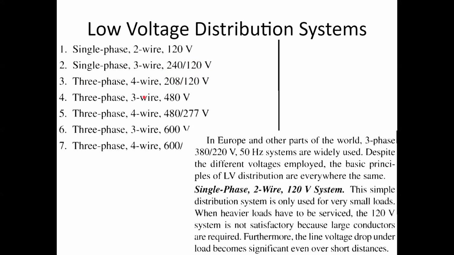Then there is a three phase 3-wire system. This is a three phase system without a neutral. Then the three phase 4-wire system is there for higher voltages. The three phase 3-wire system is for higher voltage like 600 volt. And there is the three phase 4-wire system for even higher voltages.